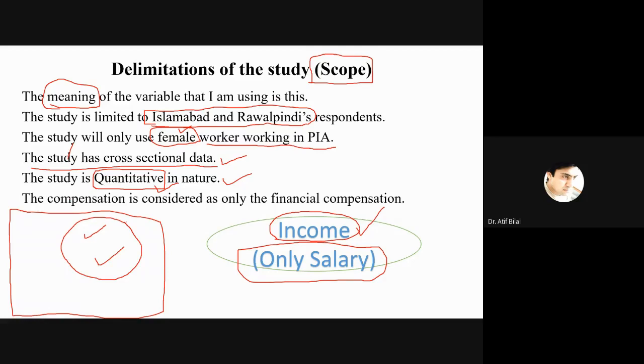Then, as we already talked about, if you're using a variable such as compensation, compensation is also a word which is used by different people differently. So you can say that you're only considering compensation as financial compensation. So when you're writing the delimitation of your research, you're actually writing the scope of your research and telling these things to the reader. So a reader who's not very good in research, or even somebody who is good in research, should have a clear idea of what your study is not about, which may be reflected by your words and your title, but you're just going to clarify that these are the delimitations of my study, the limits that I set for myself while I was conducting my research. So this is the concept of delimitation.